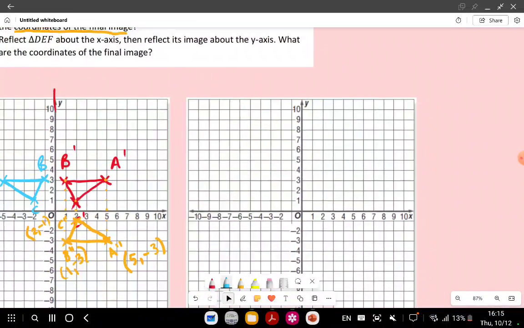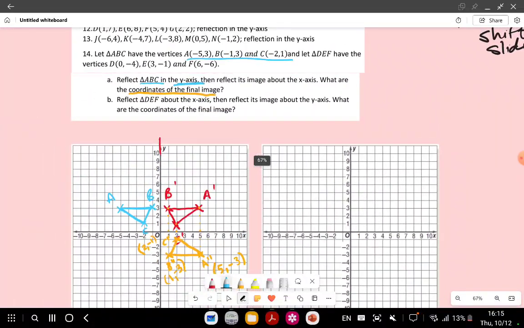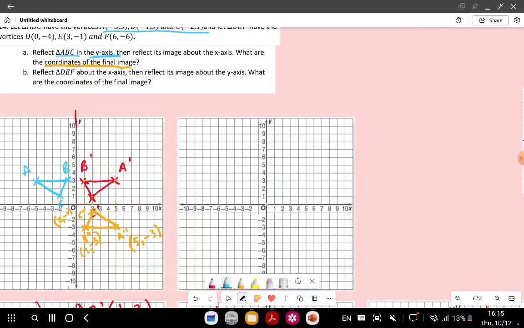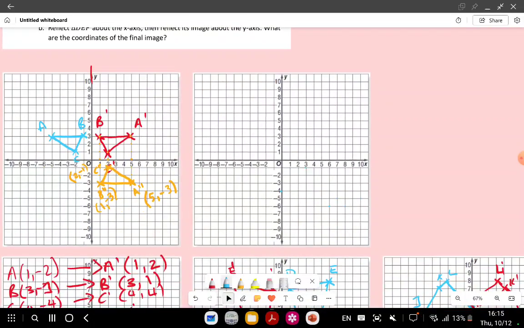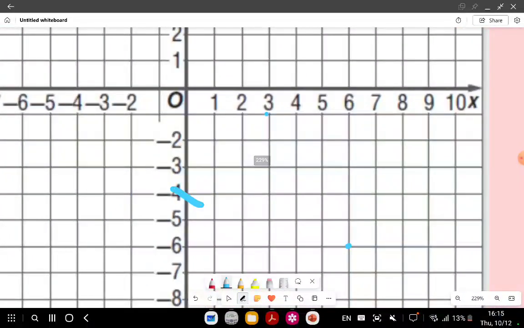Let's do B. So for B, we are going to say D, E, F. D is 0, -4. X is 0, Y is -4. E is 3, -1. And F is 6, -6. Okay, so that's D, E, F. D, E, F. Connect the dots.